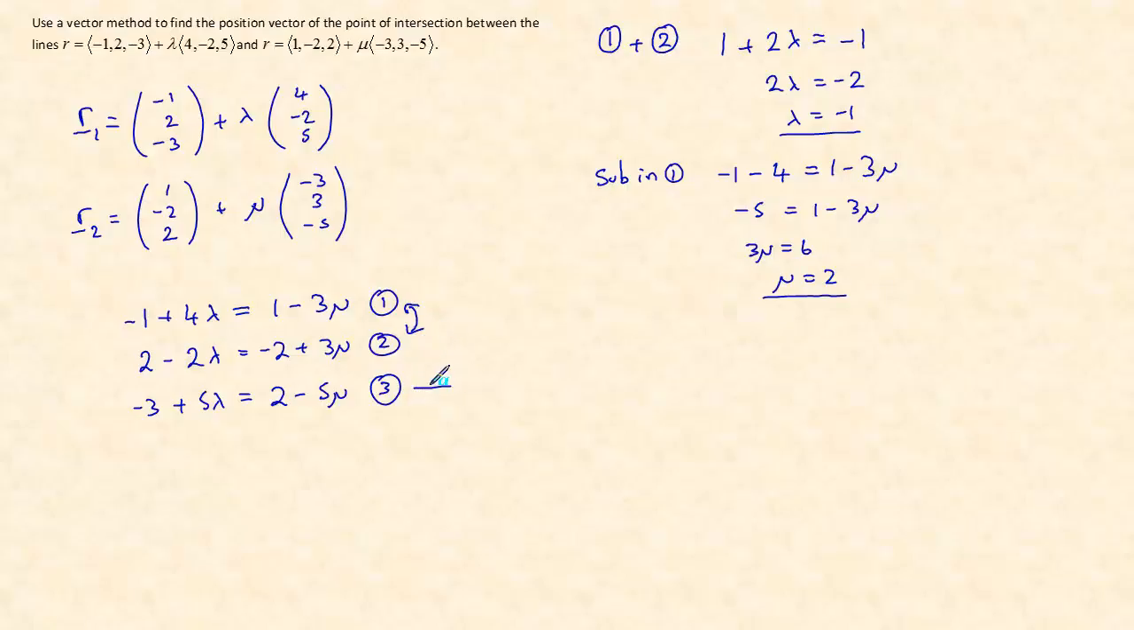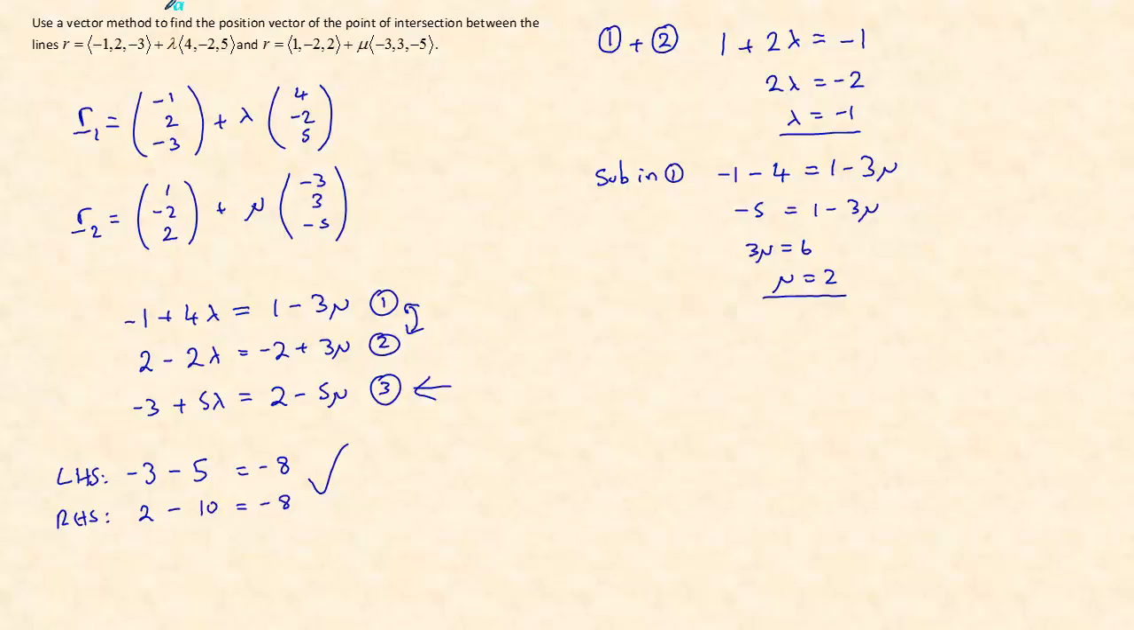Let's just check that that works in 3. So that would be -3 take away 5 on the left hand side, which is -8, and on the right hand side we would get 2 take away 10, which is also -8. Now we were told they intersected, but you should always do this just to check, because in 3D there's no guarantee that lines intersect.